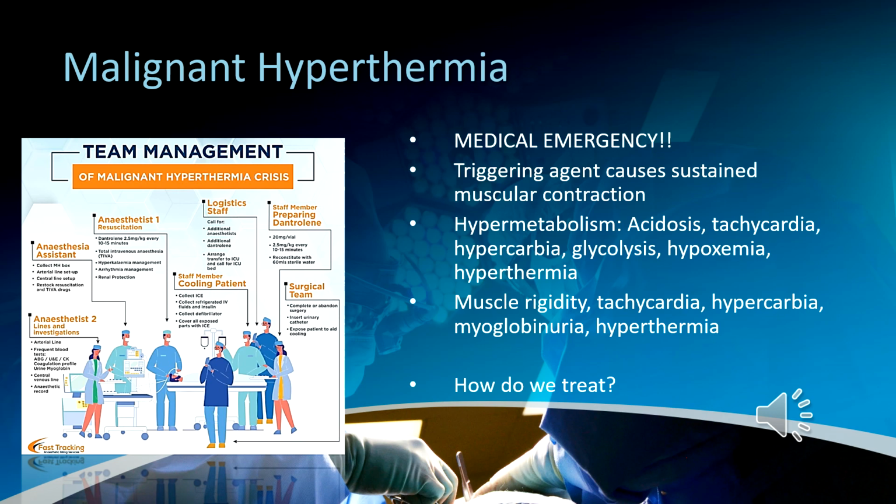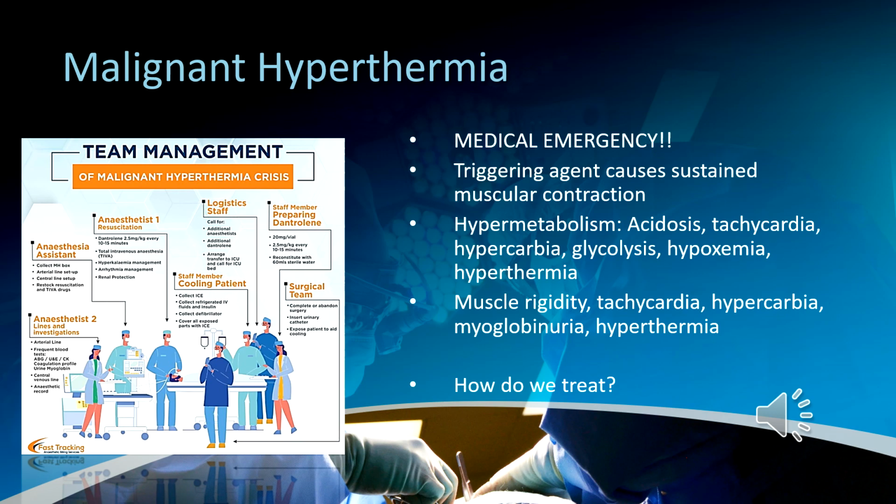Hyperthermia is a classic sign of malignant hyperthermia, but it is usually a late sign. So like I said earlier, without quick and appropriate action, this patient can die. So how do we treat this? We have to cool the patient, and we use a medication called dantrolene. So we need to cool the patient quickly.